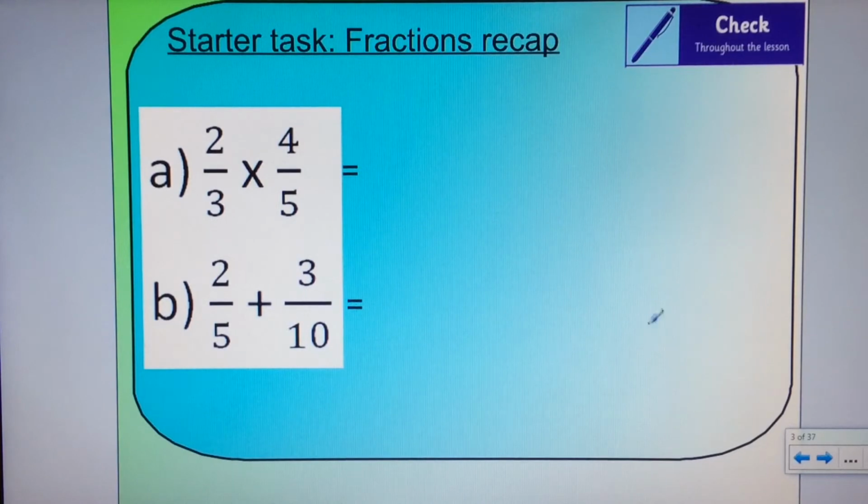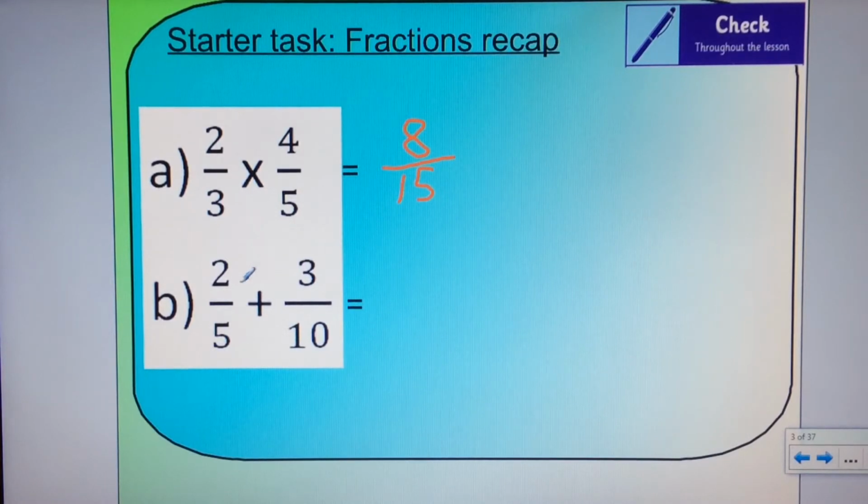Welcome back. Let's check your answers. So remember that when you are multiplying 2 fractions, you first of all need to multiply the numerators. 2 times 4 is 8. Then you need to multiply the denominators. So 3 times 5 is 15, giving us 8/15. You can mark your own.